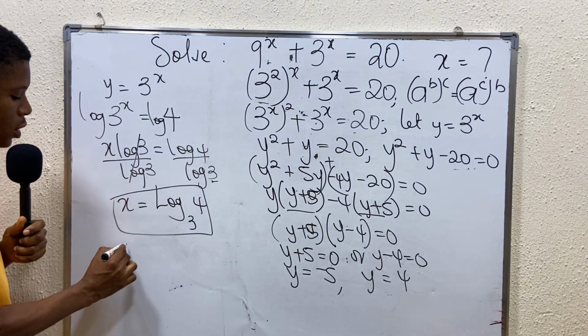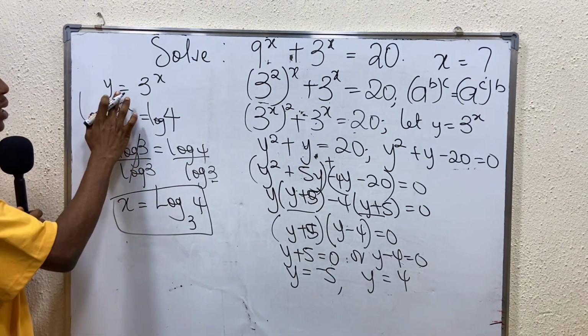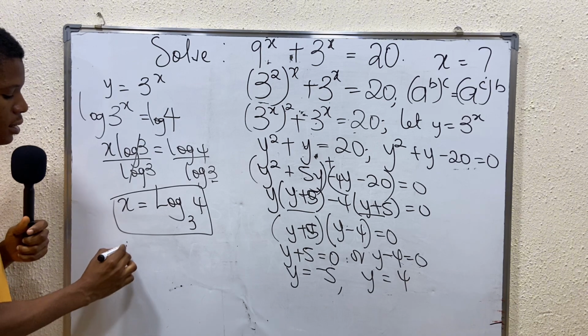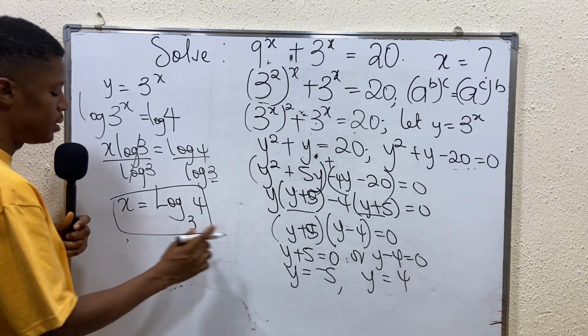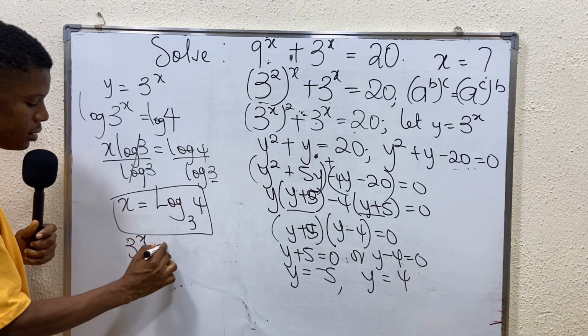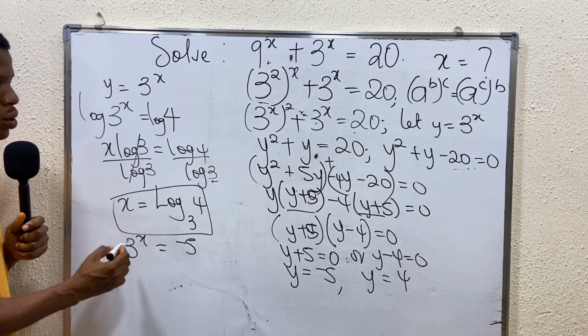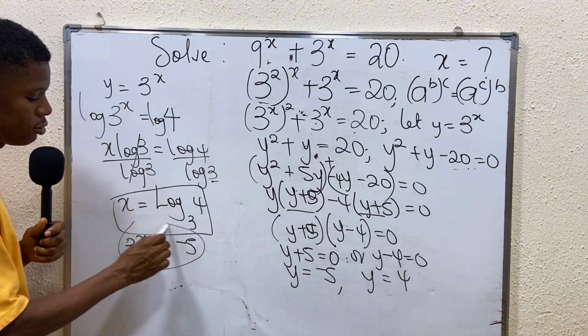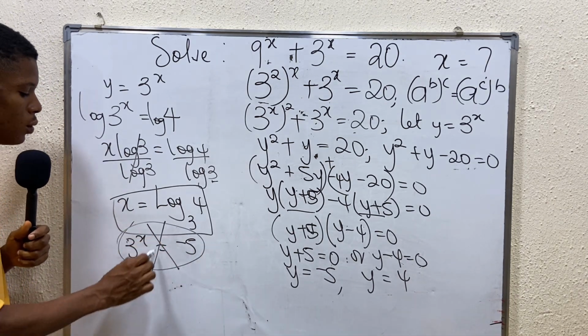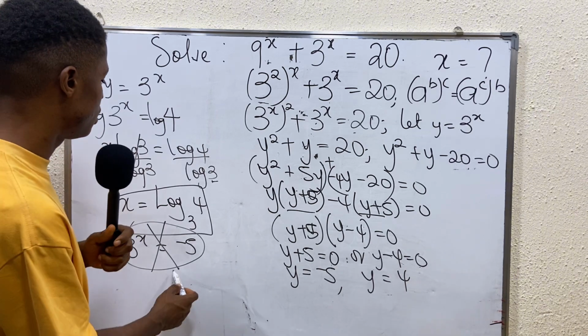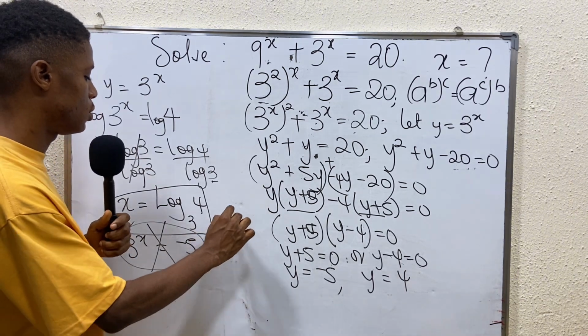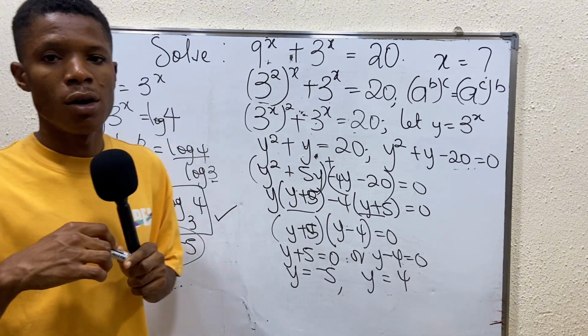Then the second solution is that y is equals to 3 power x. Then our y is equals to minus 5. That's 3 power x is equals to minus 5. We don't accommodate for a negative solution. So there is no real solution for this using this. So the only solution we are going to take is the log of base 3 of 4.